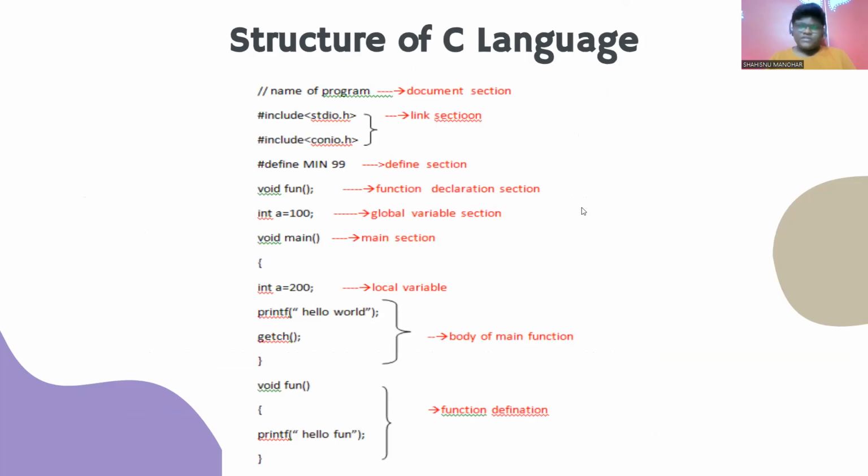Let's get on with the structure of a C program. The name of the program is the documentation section. We use files such as #include <stdio.h>, standard input and output, or conio.h, which are the header files, which come under the link section. The definition is called the definition section, and where you declare the functions is called the declaration section. int a = 100 is the global variable section. Then the main section, where you define the main function, and the local variables, which are defined inside the main function, the body of the main function, and the function definitions.